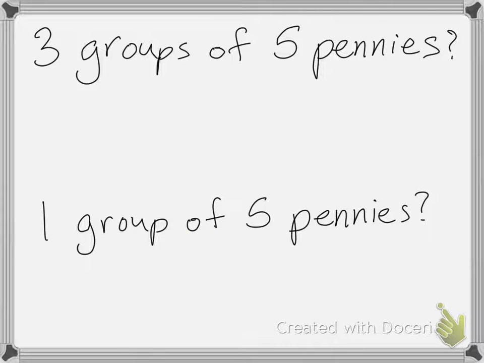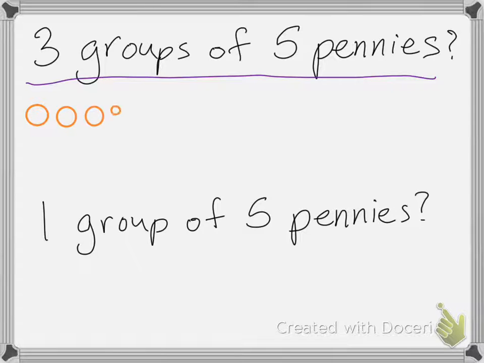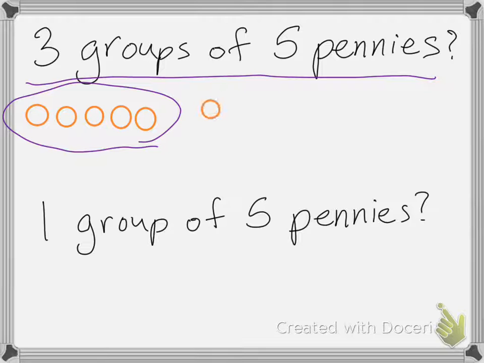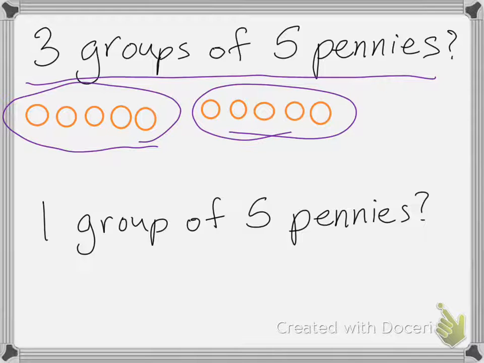So if I wanted to draw a picture of 3 groups of 5 pennies, well, I'm going to have 5 pennies in 3 separate groups. And so it would look something like this. 1, 2, 3, 4, 5. That's 1 group. Okay, so I need 2 more of 5 pennies. 1, 2, 3, 4, 5. That's the second group of 5 pennies.